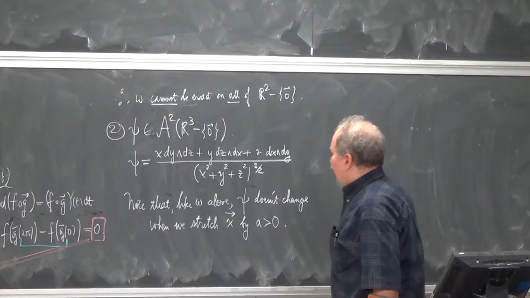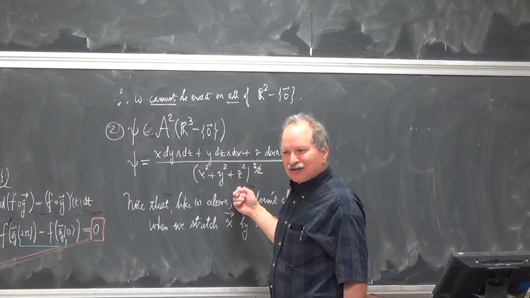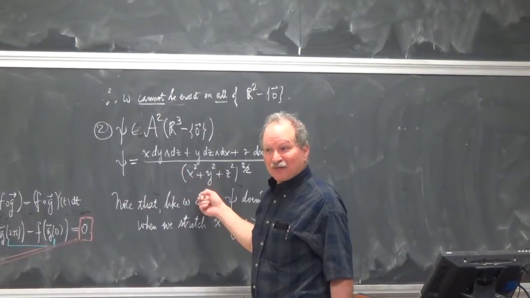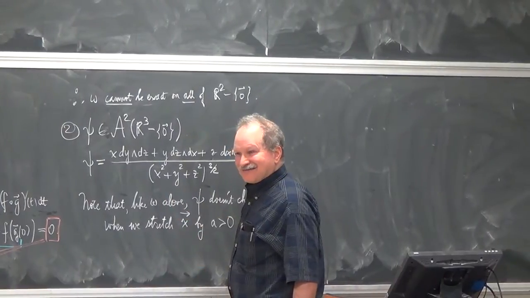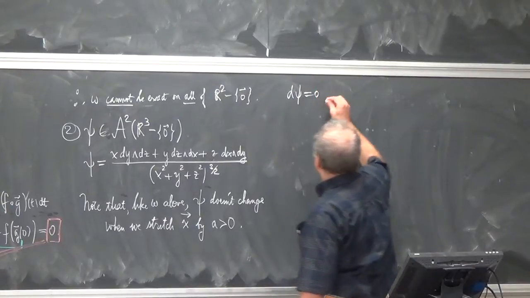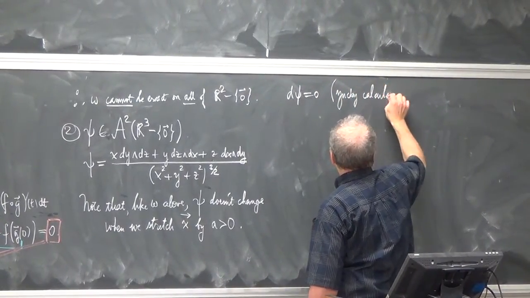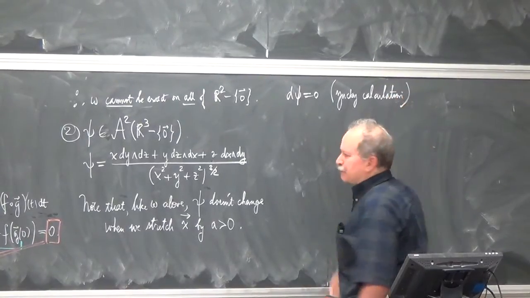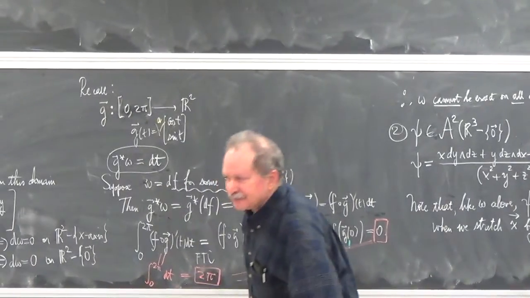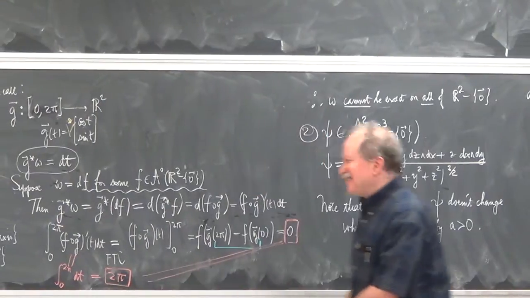I don't know if you guys actually did this computation when you were doing web work, but you should have found out that d of this is zero. Some of you did it on my board. Is there a better way to see this that might be analogous to what was going on here? If we could prove it was exact, then we know.